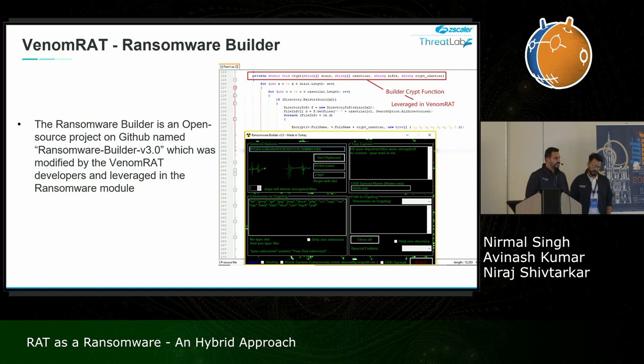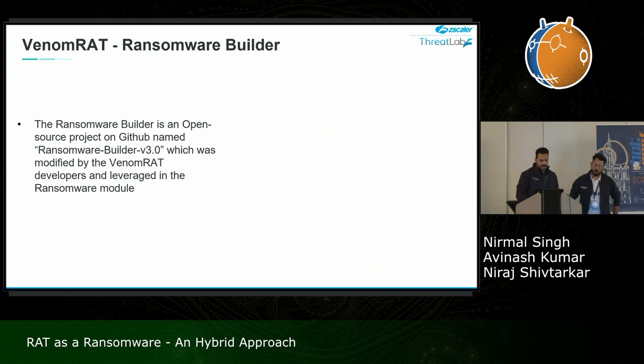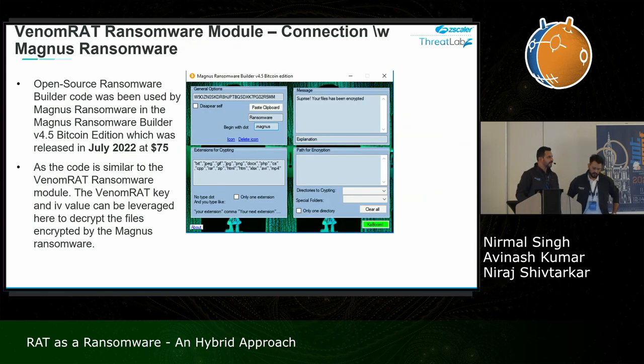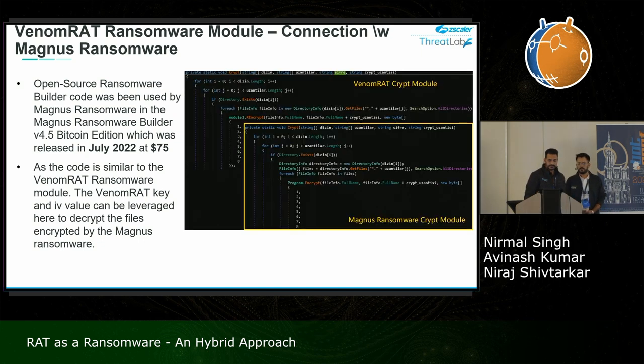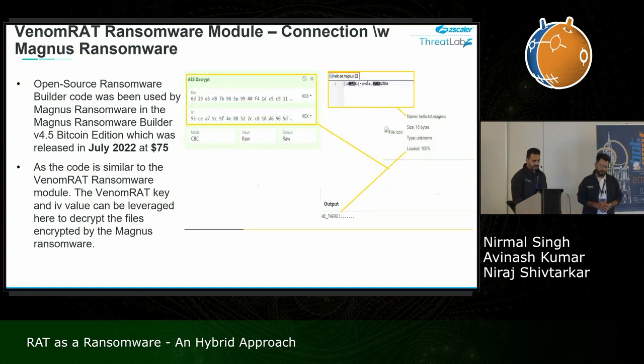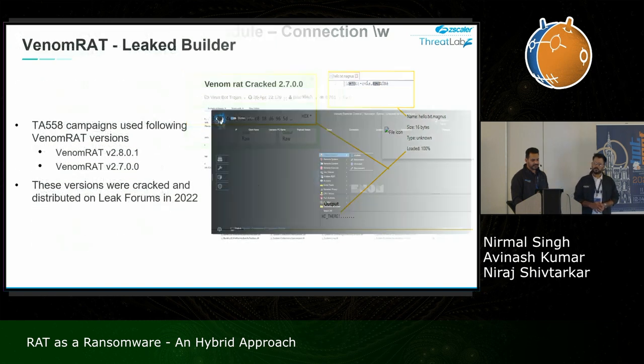During the code analysis and code comparison, we were able to find that they used an open source ransomware builder. We got hold of that, decompiled it, compared the code, and decided that this is the same. As I mentioned earlier, we also compared with other malware families, specifically ransomware, and we found another ransomware, Magnus, that is also using the same RAT. If you see here, Magnus and Random Rat both have the same encryption code. Similarly for Magnus, you will be able to decrypt the files.